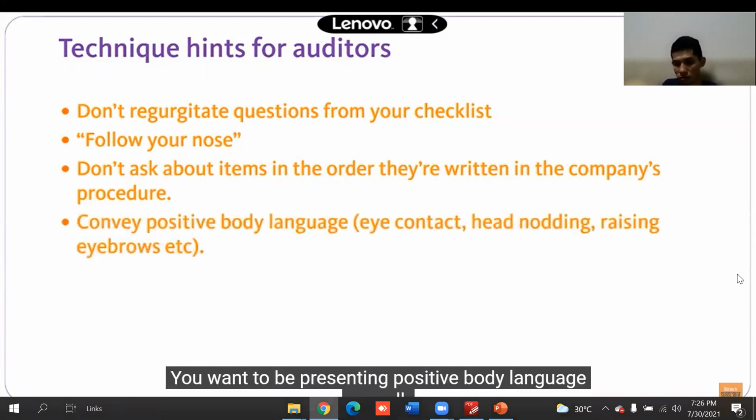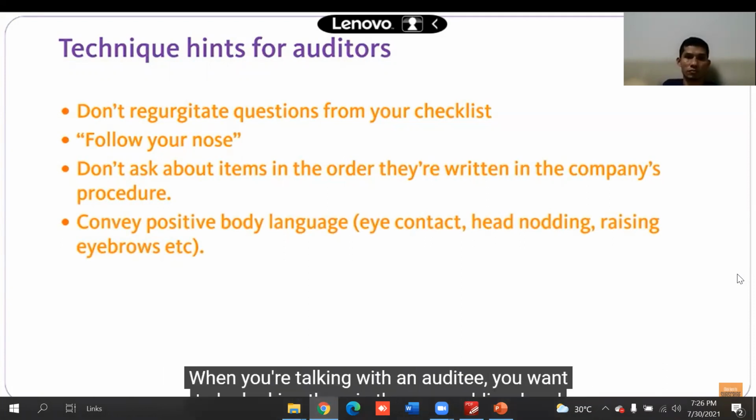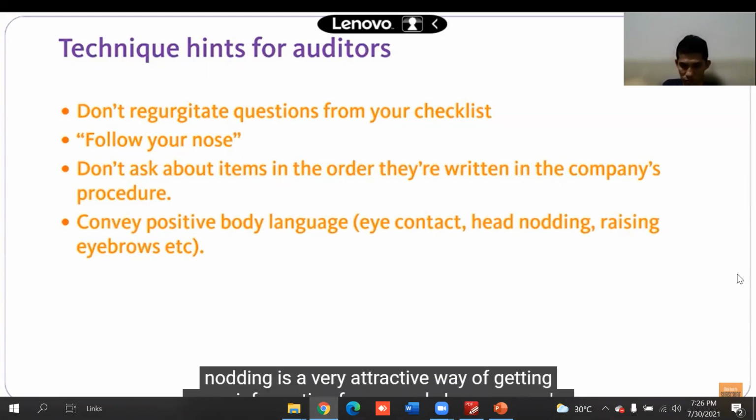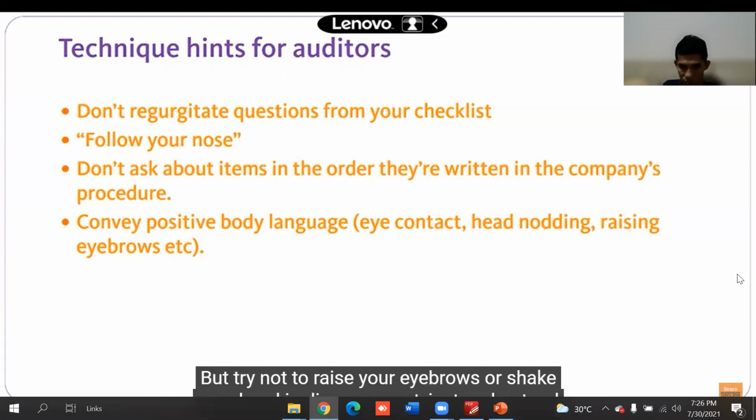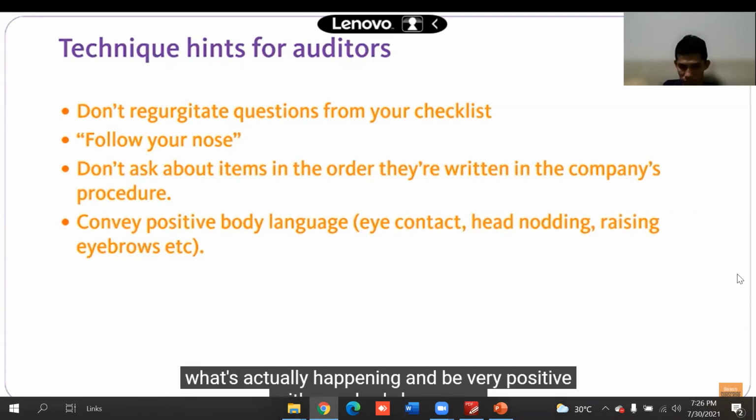You want to be presenting positive body language as well. When you're talking with an auditee, you want to be looking them in the eye, nodding. Head nodding is a very attractive way of getting more information from people, because you're acknowledging what they're saying, you're being positive about it, and you're nodding in agreement maybe with some of the information, and they may want to give you more information to get more head nodding. But try not to raise your eyebrows or shake your head in disagreement. Just understand what's actually happening, and be very positive with your body language.